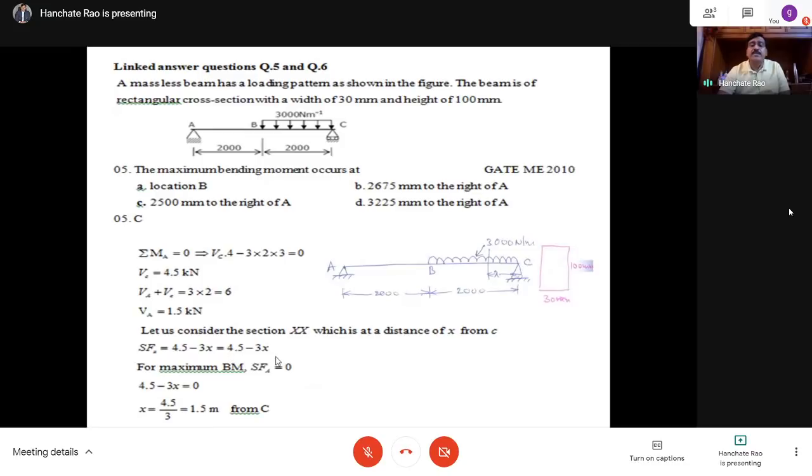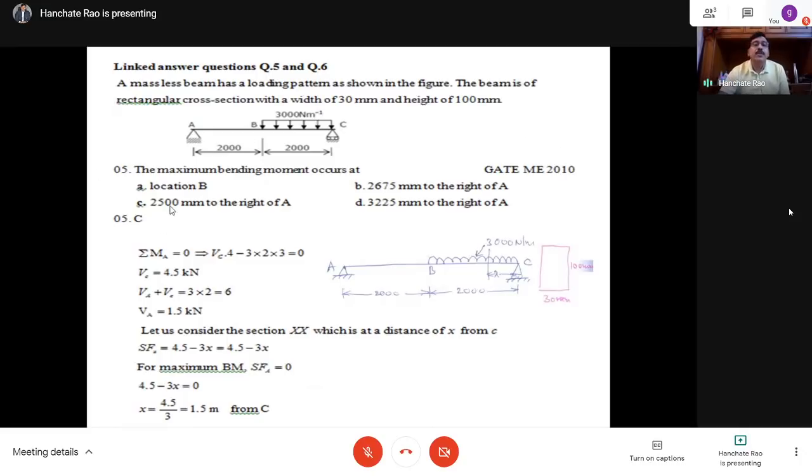We are following 4.5 minus 3x. Equate 4.5 minus 3x equal to 0. For the bending moment to become maximum, shear force should be equal to 0. So 4.5 minus 3x is equal to 0, from which we get x equal to 4.5 by 3, or 1.5 meter from C. So for the given problem, the maximum bending moment occurs at a distance of 1.5 meters from C. So that is the answer.